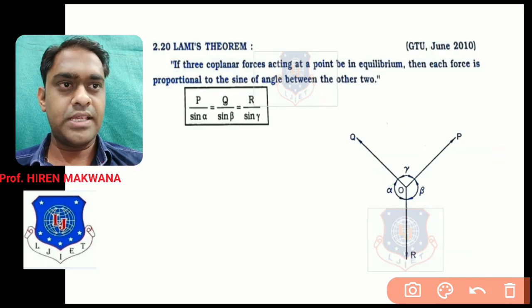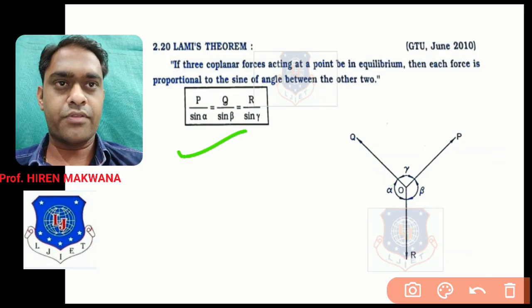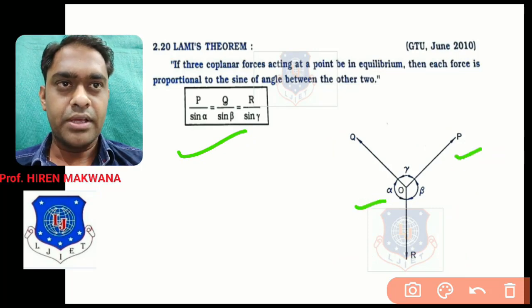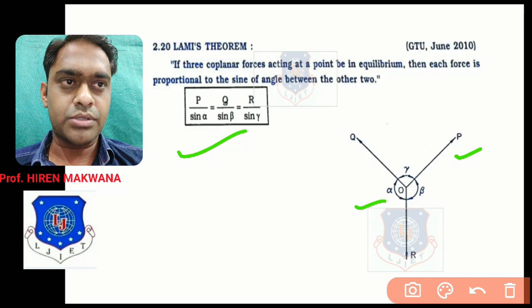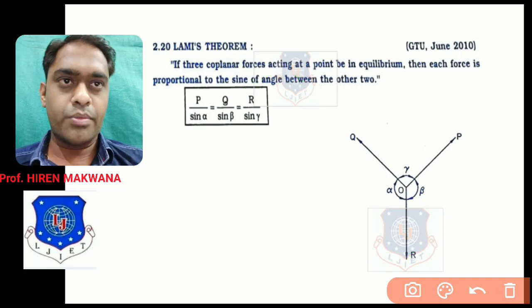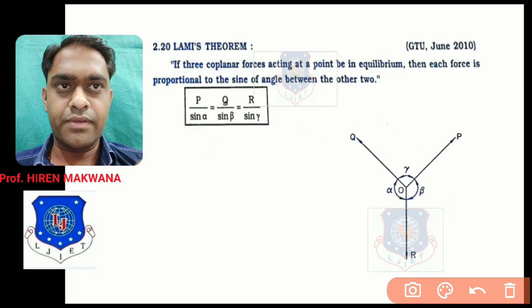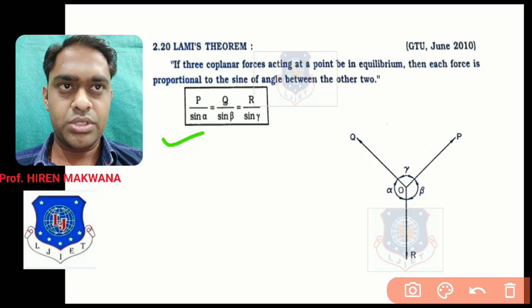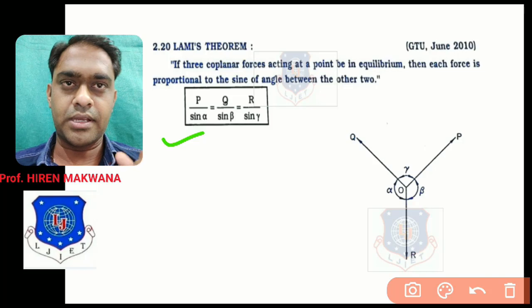You can see it in the formula also. This is the formula: P upon sine alpha is equal to Q upon sine beta is equal to R upon sine gamma. So basically this is the statement of Lami's theorem. Most important formula: P upon sine alpha is equal to Q upon sine beta is equal to R upon sine gamma. That is basically the statement of Lami's theorem.